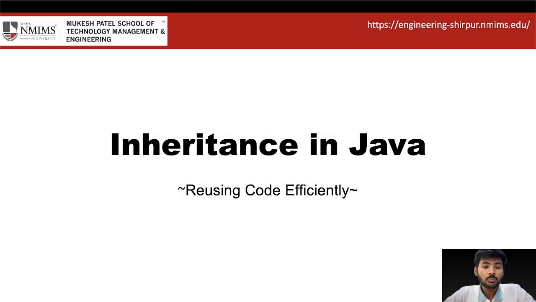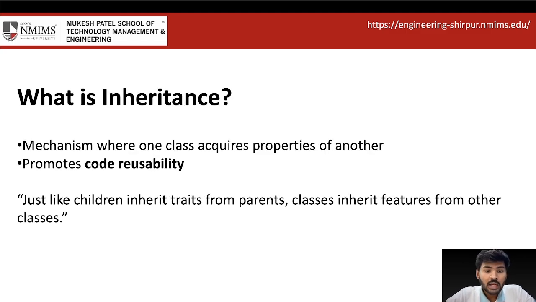Now let's move to the second important concept of Java OOPs. Inheritance. Inheritance helps us reuse code and build relationships between classes. What is inheritance? Inheritance is a mechanism where one class acquires the properties and behavior of another class. This helps in reducing code duplication and improves efficiency. In simple words, it is similar to how children inherit characteristics from their parents.